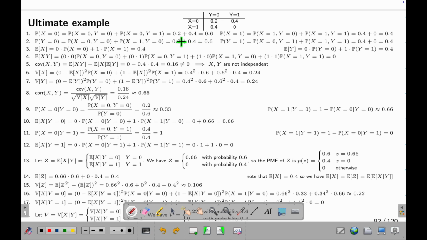This is exactly what? 0.2 plus 0.4. It means this box plus this box. What is this box? Both x, y is 0. And x0, y1. So that's the meaning. What's the chance?